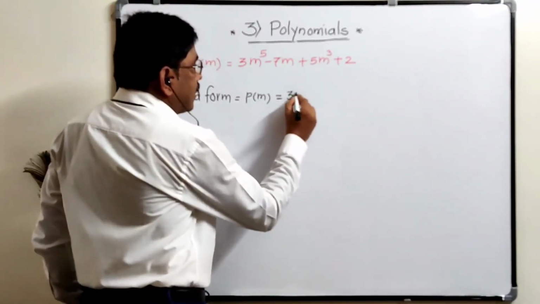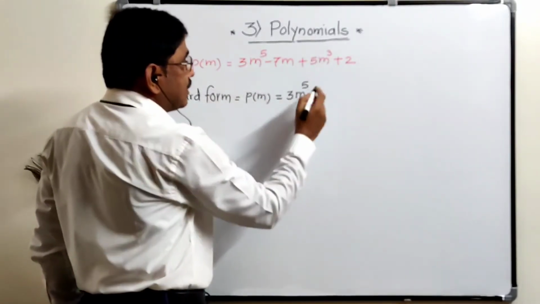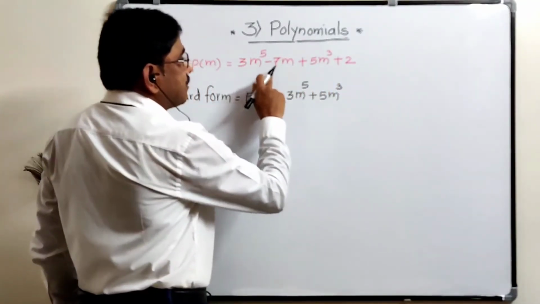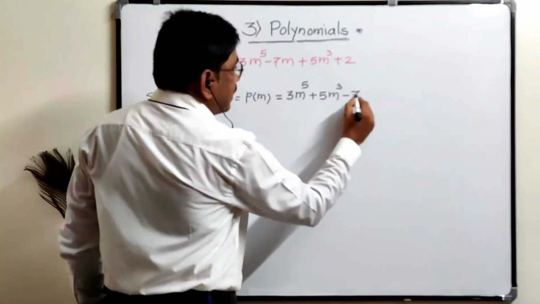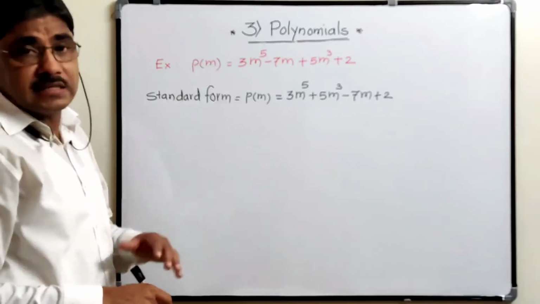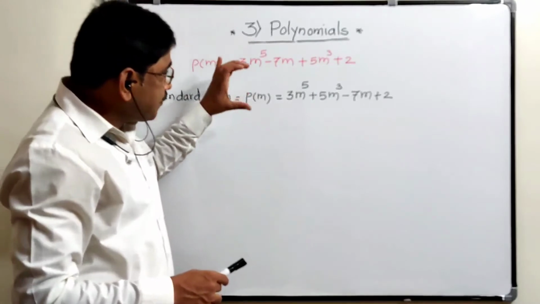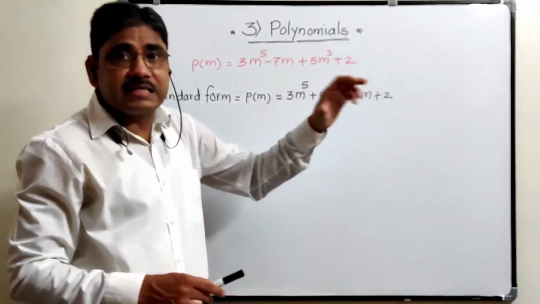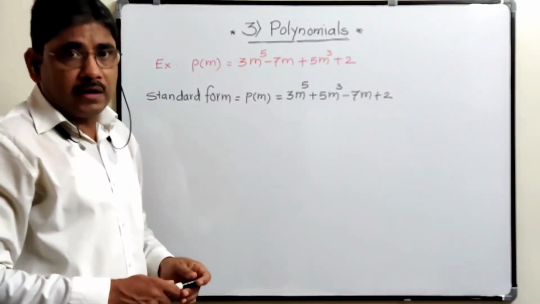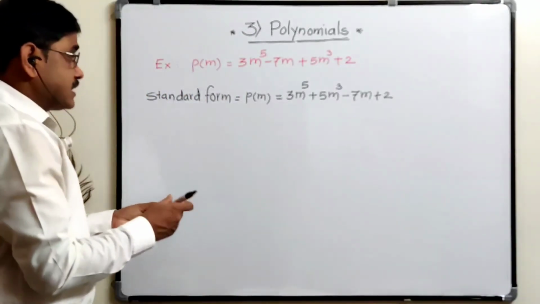3m raised to 5, the highest power first. The next one, what comes after 5? 3, plus 5m raised to 3. What comes after that? 1, minus 7m, and at last constant. Constant term is always last because the power is 0. So this is called the standard form. Standard form means we only have to write the polynomial in the descending order of the powers of variable, that is called standard form. So this is a standard form.